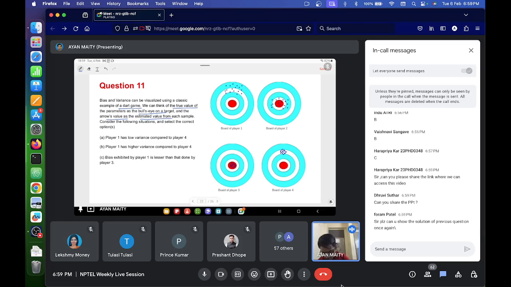So 4 boards are given here, basically 4 different methods for 4 different players. So you have to find out which player has lower variance and which player has high bias. So these are the different options given. Player 1 has low variance compared to player 4. Player 1 has high variance compared to player 4. Bias exhibited by player 1 is lesser than that done by player 3.